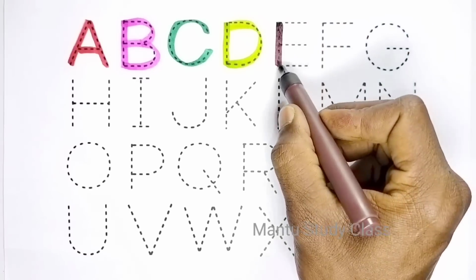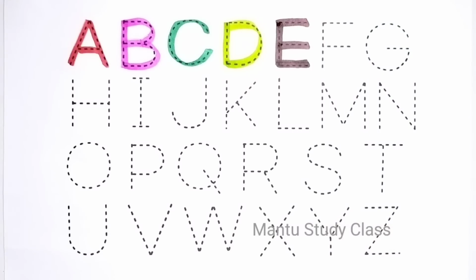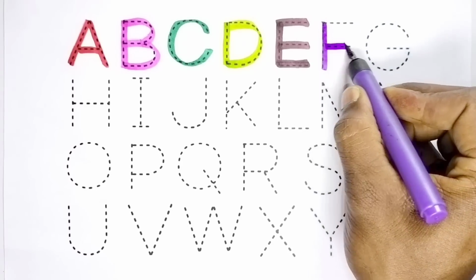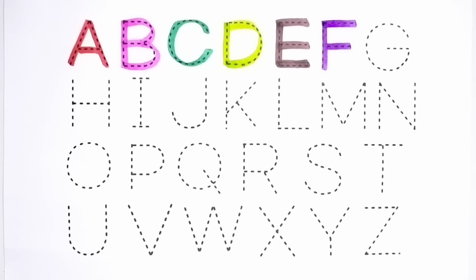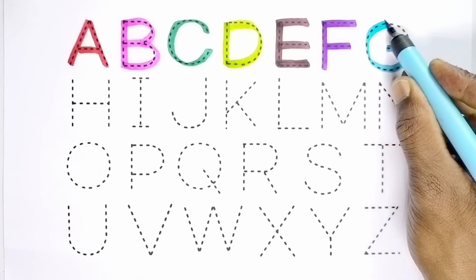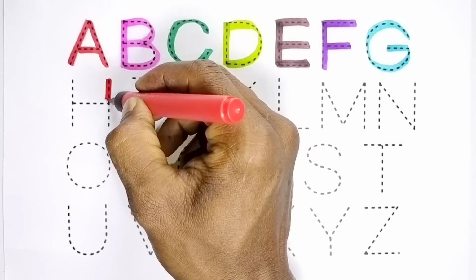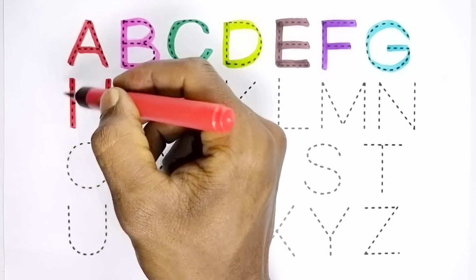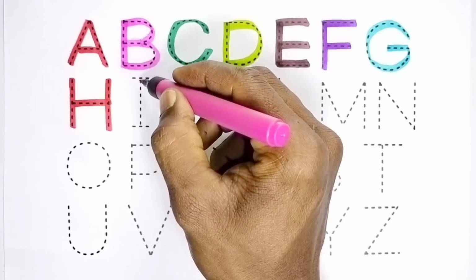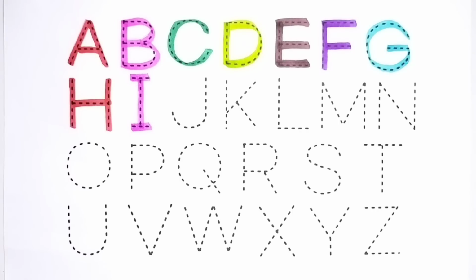E, E for engine. F, F for flag. G, G for gift. H, H for hen. I, I for ice cream.